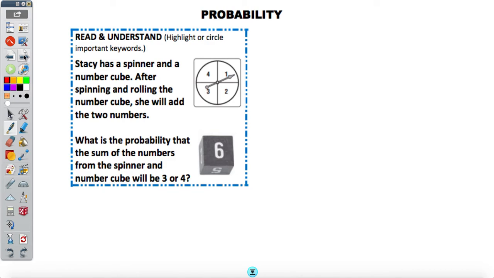So here is actually going to be our sample space. Stacy has a spinner and a number cube. After spinning and rolling the number cube, she will add the two numbers. What is the probability that the sum of the numbers from the spinner and the number cube will be a 3 or a 4?